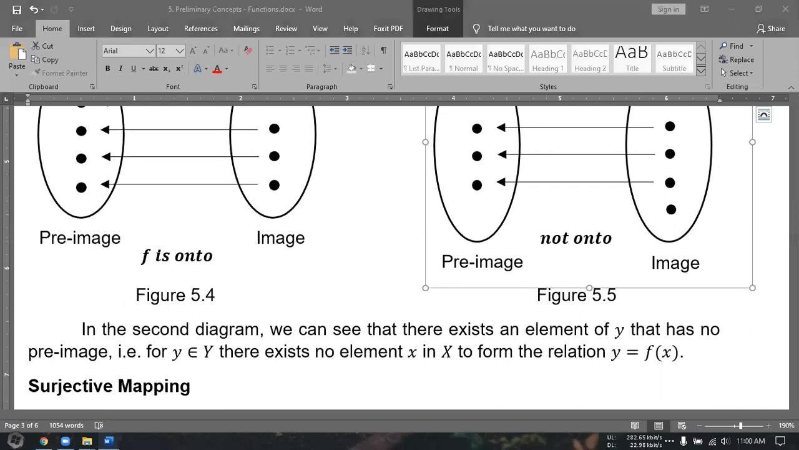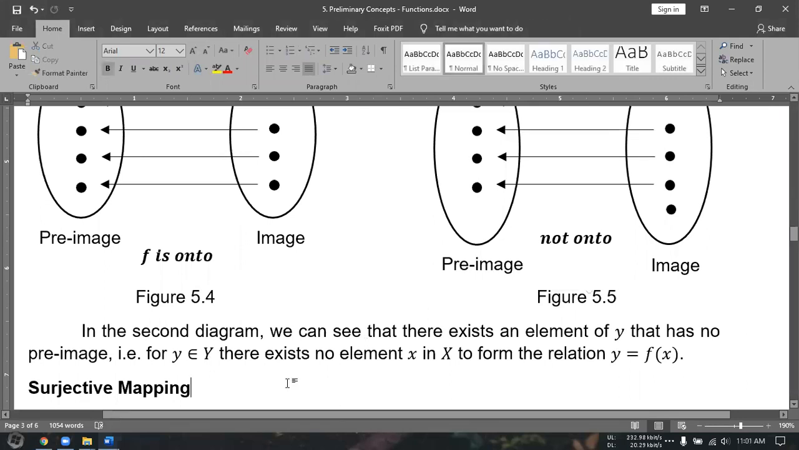In the second diagram, we can see that there exists an element of y that has no pre-image. For example, for y an element of y, there exists no element x in x to form the relation y is equal to f of x. There is an element of y that has no corresponding element of x.